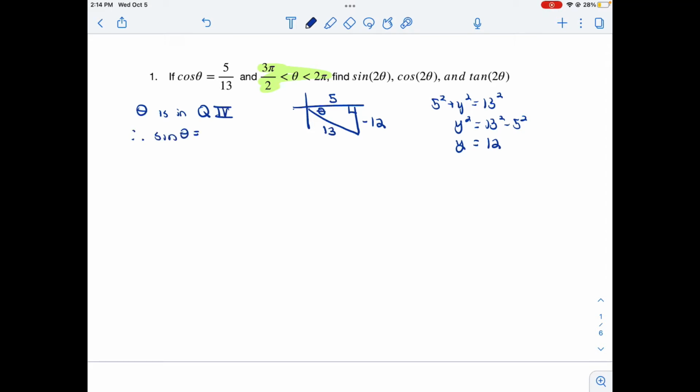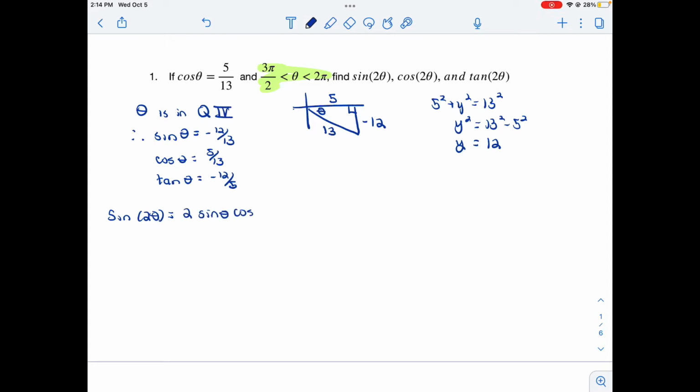So just by looking at this right triangle that I figured out here, I know my sine of theta is negative 12 over 13. Cosine of theta was given as 5 over 13. And then tangent of theta has to be, therefore, negative 12 over 5.